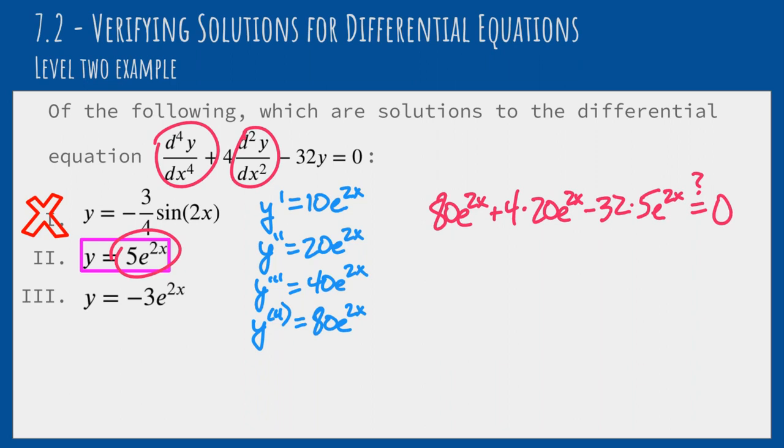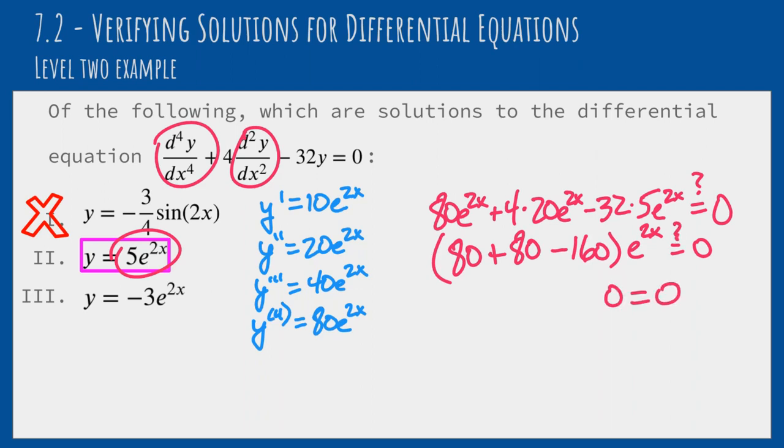And if this is a solution, then that is going to equal 0. So we have 80 e to the 2x plus 80 e to the 2x minus 32 times 5, which is 160 e to the 2x. So I'm factoring out an e to the 2x here. And 80 plus 80 minus 160 is indeed 0. So we get 0 equals 0. Let me put the question mark there. So this is a solution to the differential equation. So we would include option number 2 in our answer.